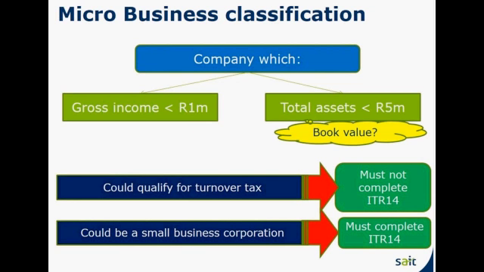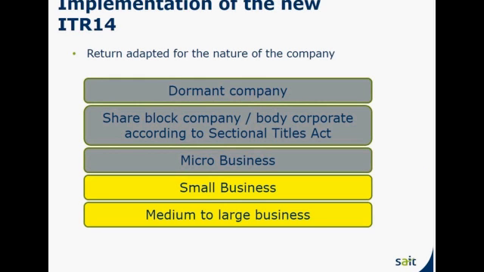If we look at the classifications, a small business has gross income of less than R14 million and total assets of less than R10 million. Once again, an entity that falls into this category could also be a small business corporation. That entity still needs to complete the ITR14 form. A medium to large business would be any company that doesn't fall into any of the above categories. It could still be a small business corporation, as we'll see in the criteria when we look at section 12E, and they must also still complete the ITR14 form.